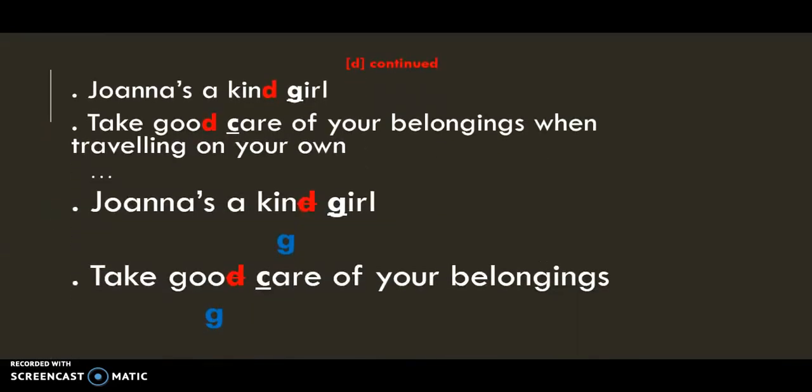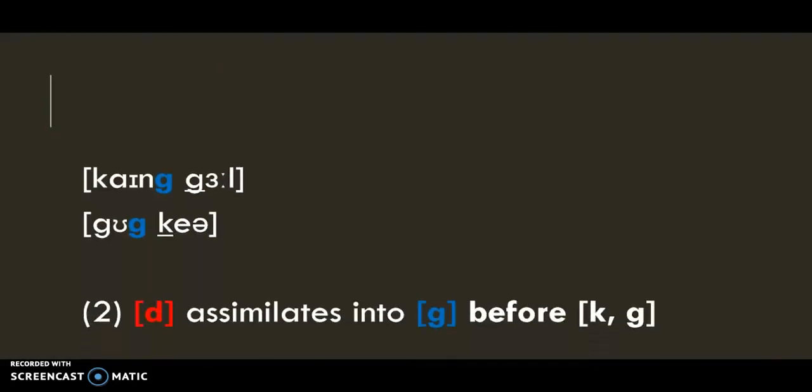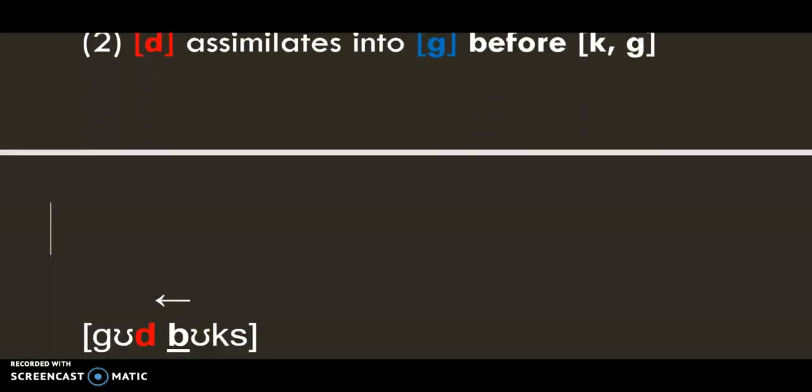Let's see here. Kind girl, good care. Kind girl, good care. You don't say kind g, good g. As you can see, D assimilates into G when the following word starts with G or K. If you compare the examples, you will see it's the same context as with T and D, right? We are introducing the same contexts.